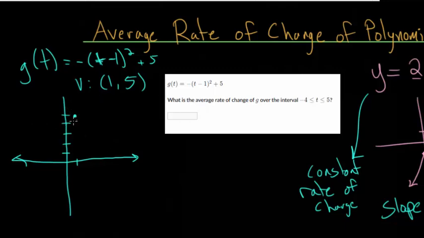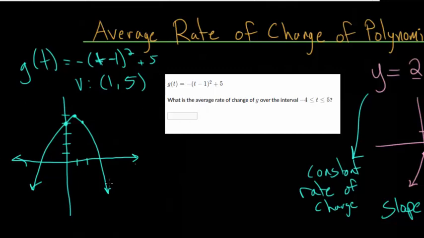Now you could also plot some points. If you plug in 0, you should get a y value of 4. If you plug in 2, you'll get a y value of 4, and so on. This function will look something like this. It's just a downward facing parabola. And we could get more exact. You can plug this into your graphing calculator or into Desmos to get a better picture.